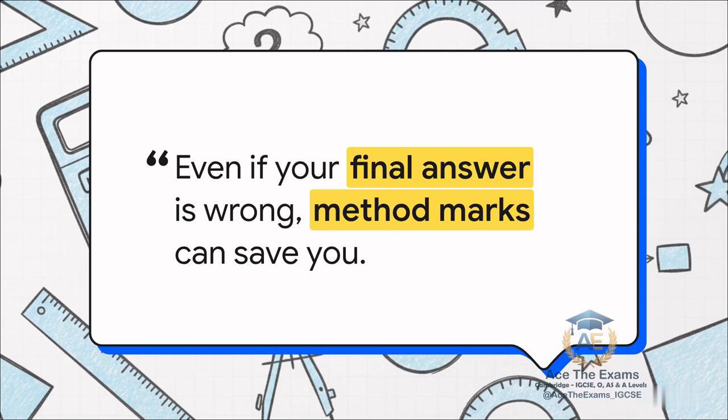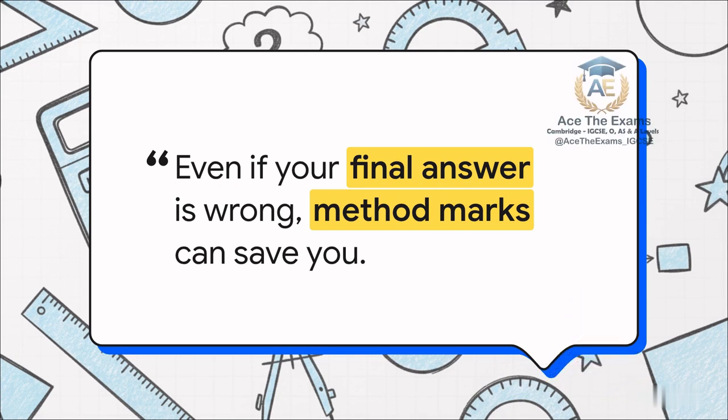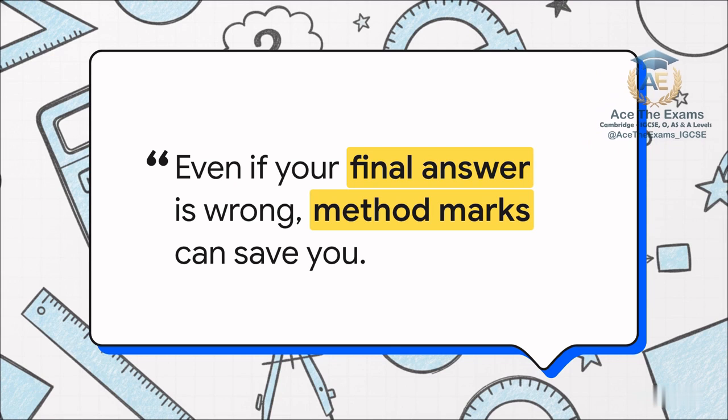Look at this quote directly from the Cambridge Principal Examiner Report. This literally flips how so many students view mathematics completely on its head. It says, even if your final answer is wrong, method marks can save you. Think about the anatomy of a perpendicular bisector question. It is never just one simple operation, right? It's a whole journey. First, you're finding your coordinates. Then you're calculating a gradient. Next, you have to remember to take the negative reciprocal of that gradient. After that, you're establishing your midpoint. And finally, you're plugging all of that into a formula to create a linear equation.